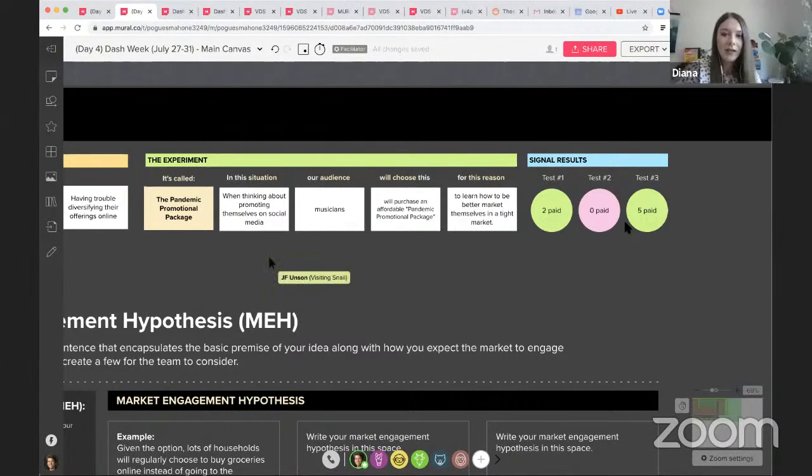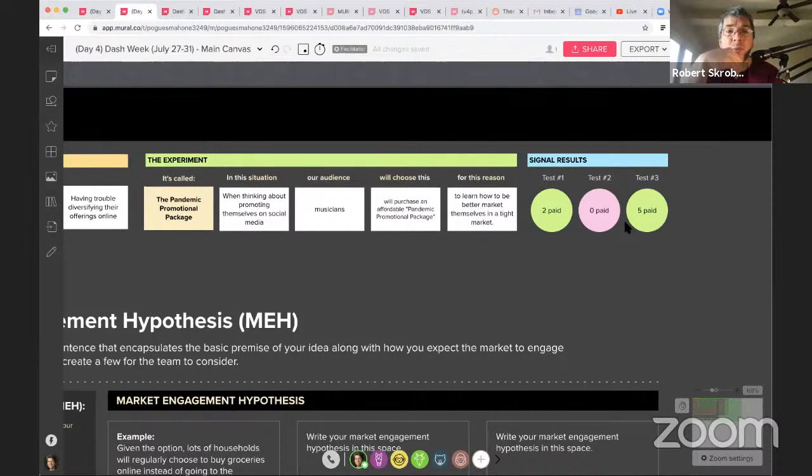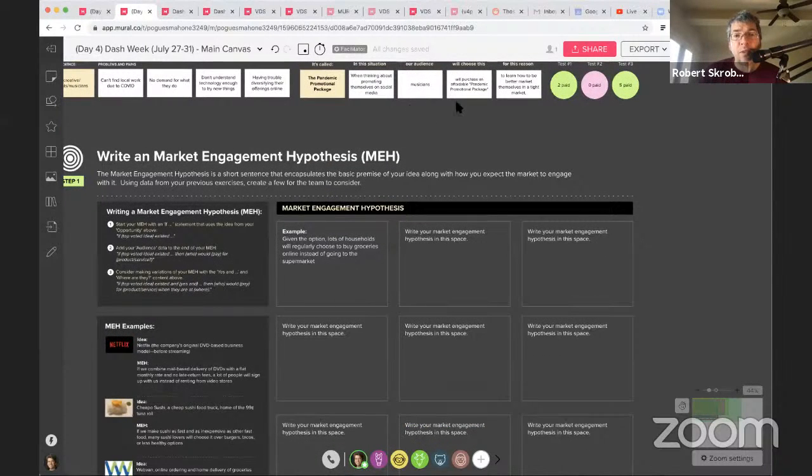Okay. And now today we translate this. We have the first signal that there might be an actual interest in the market, and now we try to look at the market and the competition. For this, we're taking what we've done in the experiment. So in this situation, our audience will choose this for this reason. And we're reframing it into a market engagement hypothesis. We're taking it out of boxes and putting it freestyle, so we're literally writing it here. But the variation on this is going to be based on our impressions of what happened during the signal test. So it's basically transmuting what's here and putting it into this form.